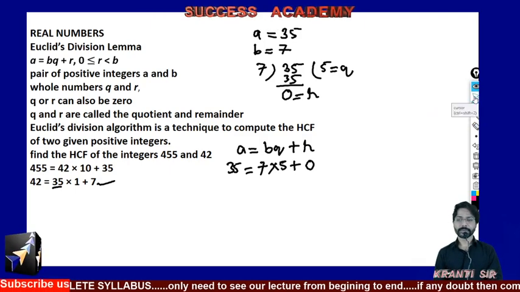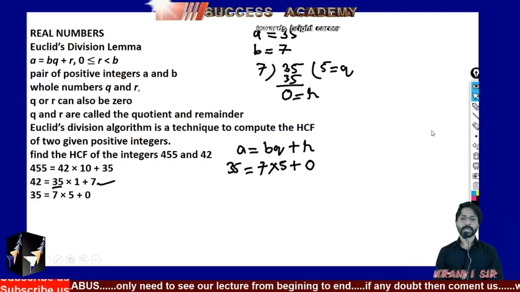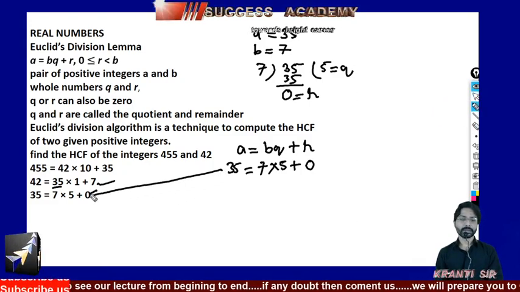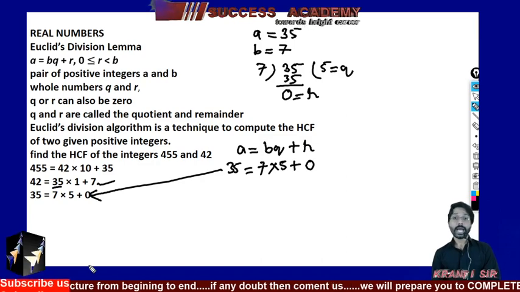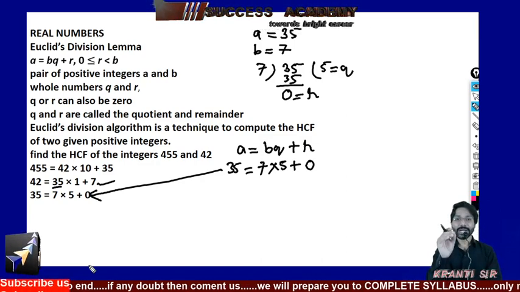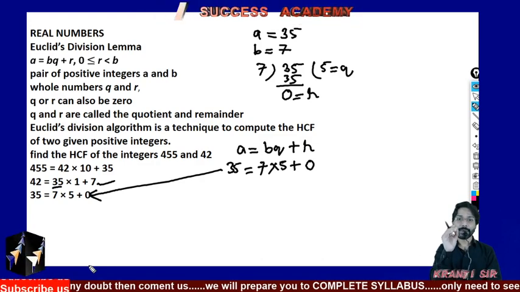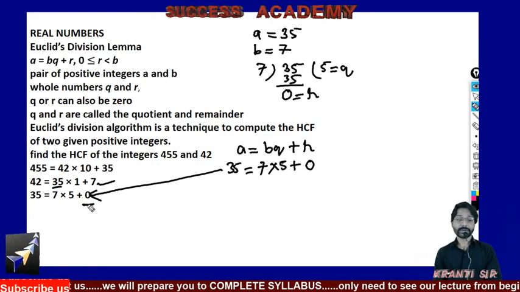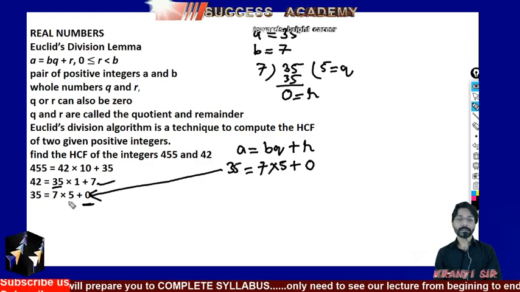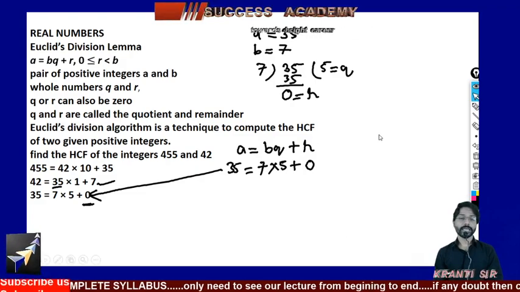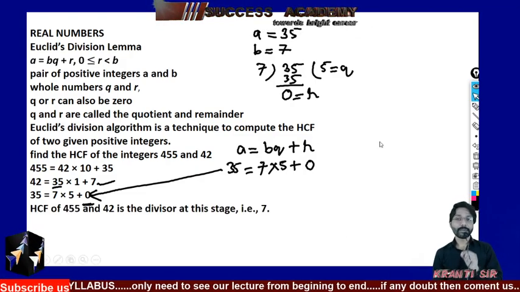It means the equation you have to write down in this manner. And the moment you are getting the remainder as 0, it means you got your answer, what actually the requirement is. So the remainder is 0. If the remainder is 0, then your answer will be 7.